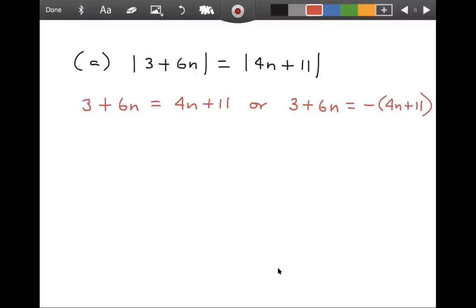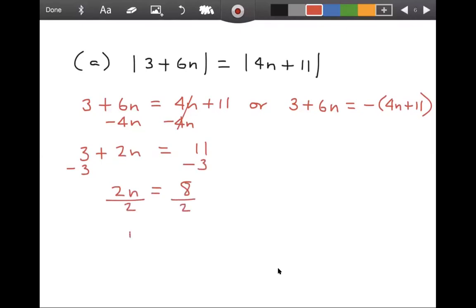I have n's on both sides, numbers on both sides. And again, you're experts at solving linear equations, so you know what to do. 3 plus 2n equals 11. Subtract 3 from both sides. That gives me 2n equals 8, which means n is 4.